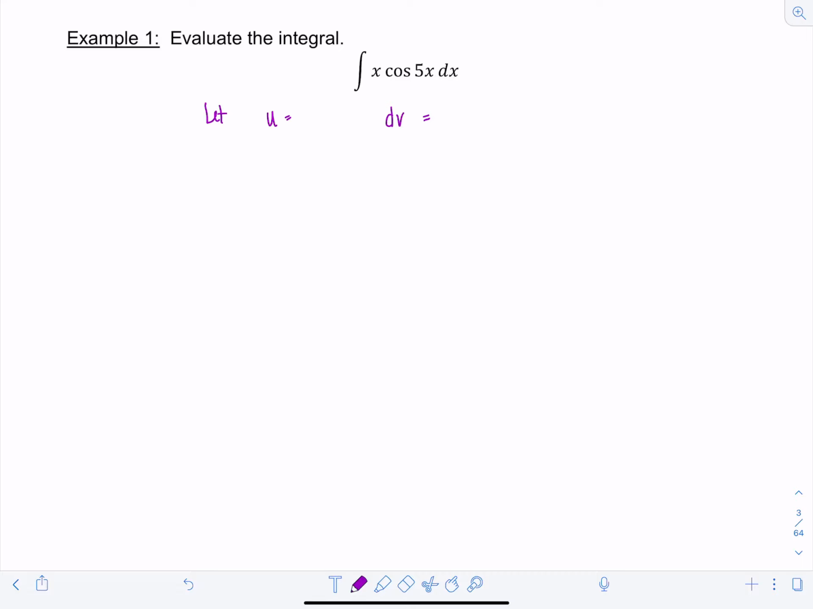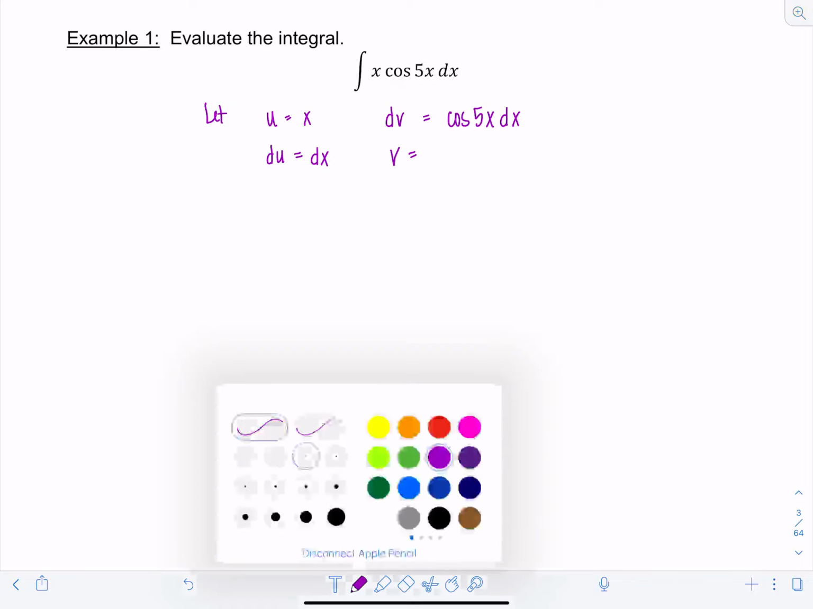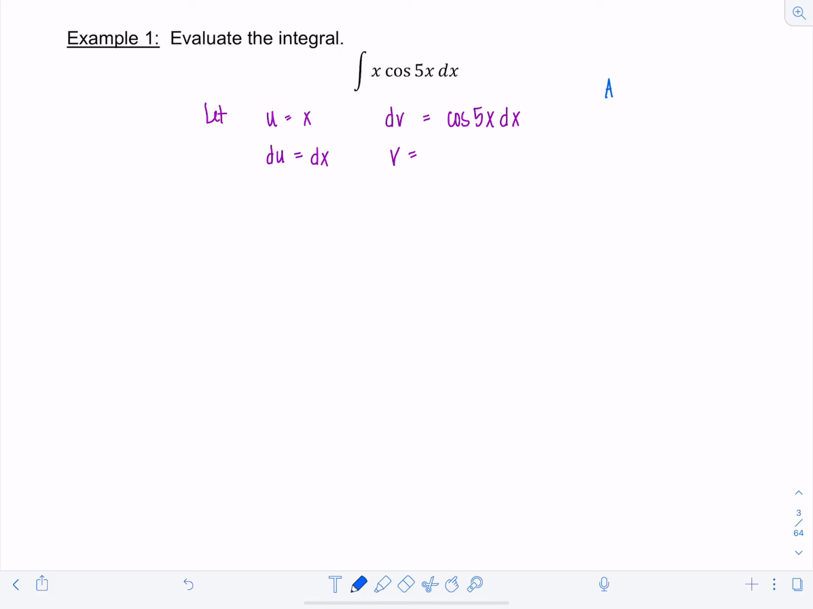Okay, so I'm going to let u equal, in this case, x, and then dv is going to be cosine of 5x dx. Now, why did I pick it that way? Well, because notice du then is just going to be dx. And then v is going to be the antiderivative of cosine of 5x dx. Now, maybe you need to do this aside, and then hopefully you can just do it in your head after I show you this little trick here.